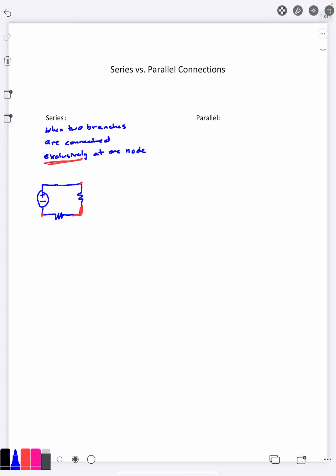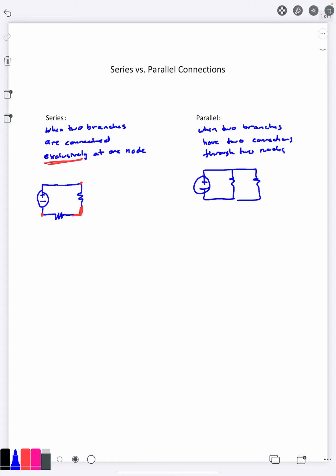On the other hand, parallel, this is when two branches have two connections through two nodes. So an example here would be, here we have our source, here we have our resistor, here we have another resistor, and you see these two resistors are connected at the bottom node, and they're also connected at the top node. So there's two connections, and they are through two different nodes here, therefore they're in parallel.